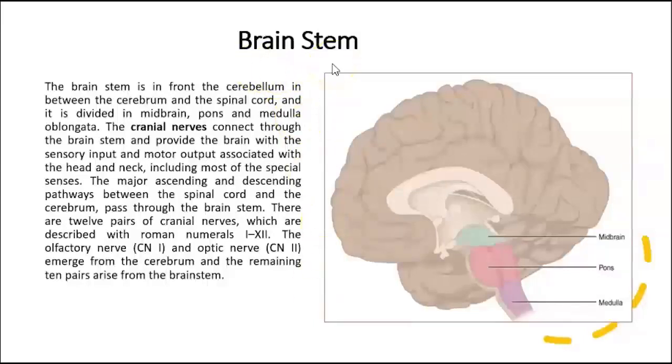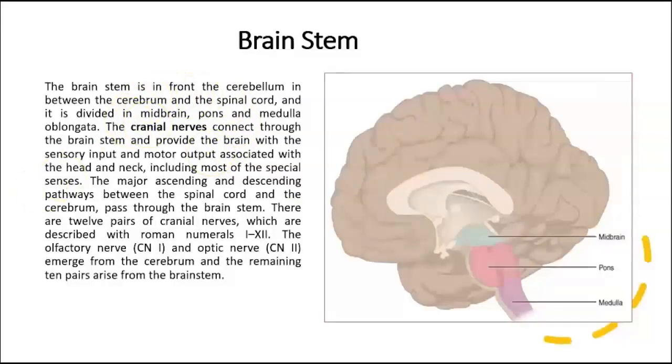The brainstem. The brainstem has three parts: the medulla oblongata, pons, and midbrain. Regardless of the part of the brainstem that you're looking at, there are always cranial nerves. So the cranial nerves are in very close relationship to the brainstem.